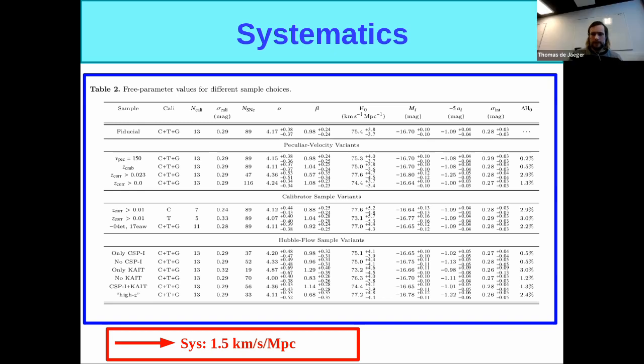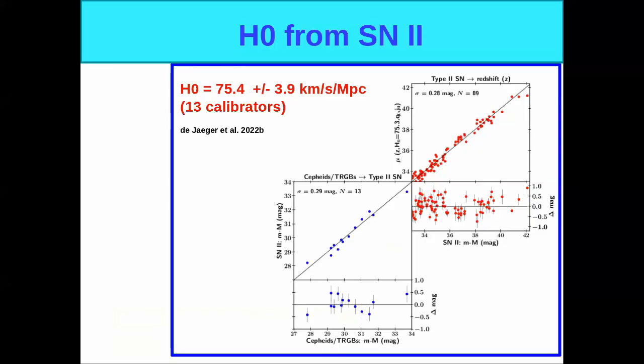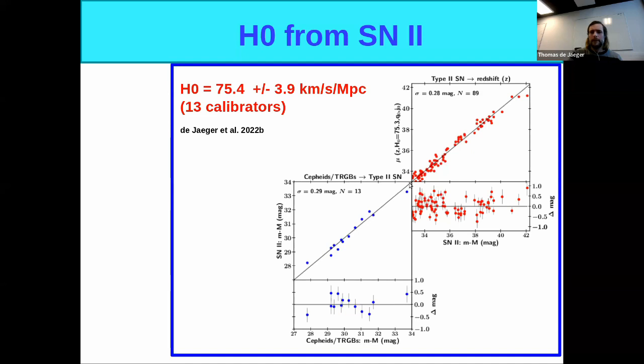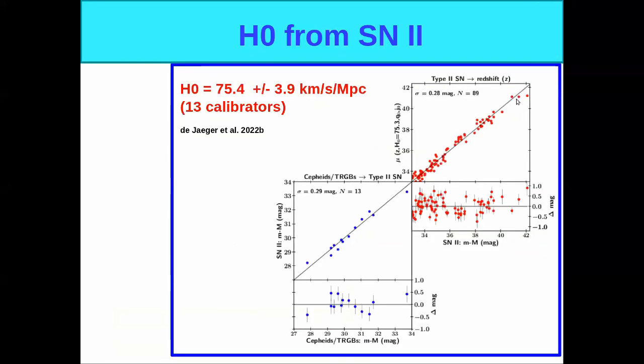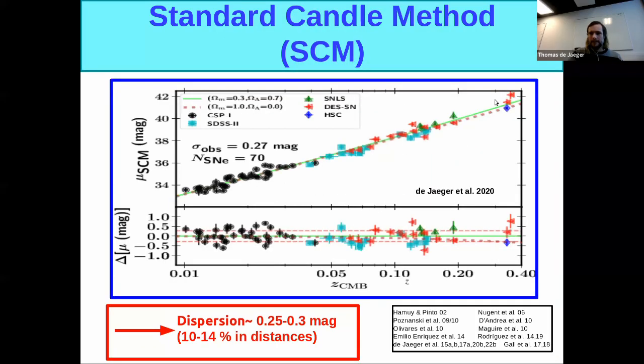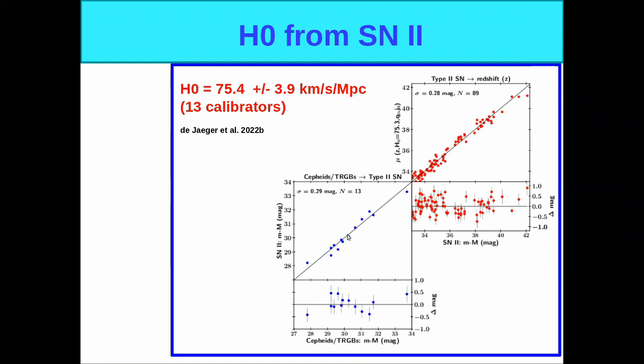So this is a question mostly about the number of objects I have. This is mostly between 0.01 and 0.04, so almost 90 here. And you have 30 calibrators: 7 Cepheids and 5 TRGBs. So this was the first question.